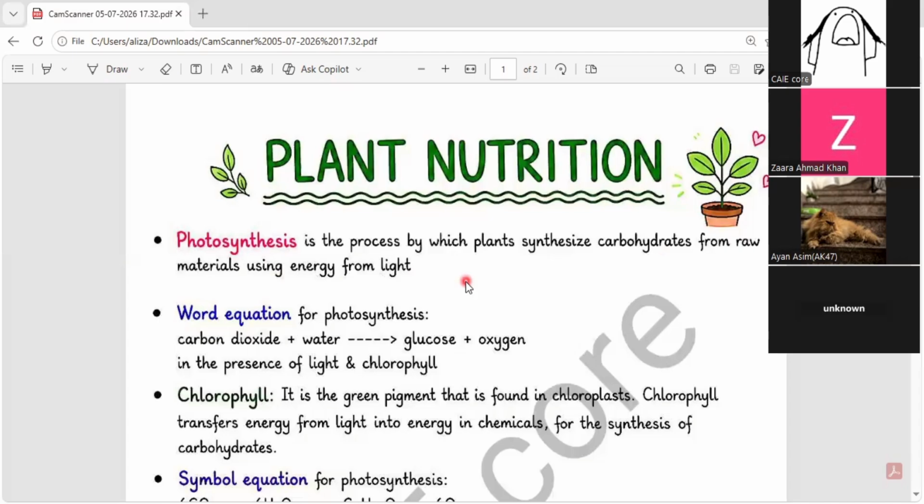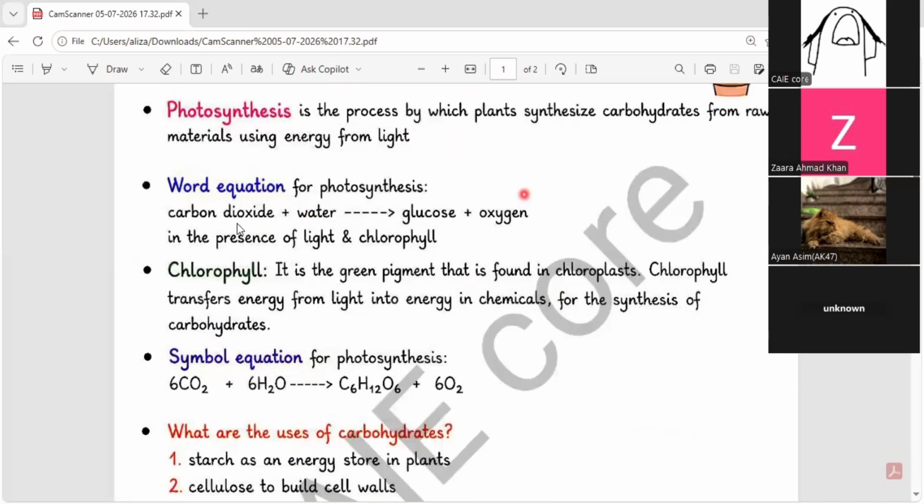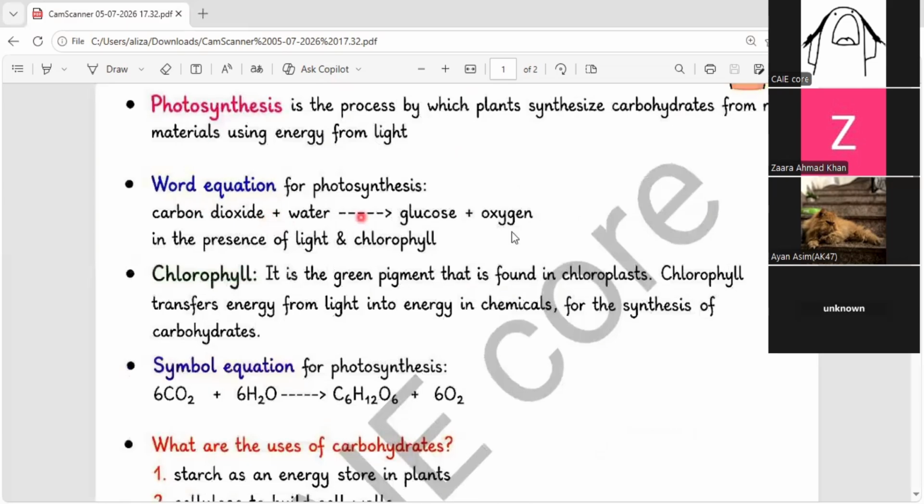Pretty straightforward. Moving on next, we have the word equation for photosynthesis. That is, what do plants use and what are the products formed? If you have studied respiration, you will notice that this is exactly the opposite. Plants basically take in carbon dioxide and water to give out glucose, which is the carbohydrate mentioned above, that they synthesize. So carbon dioxide along with water gives you glucose and oxygen, but there are two conditions for this. The two conditions are that you need light and chlorophyll.